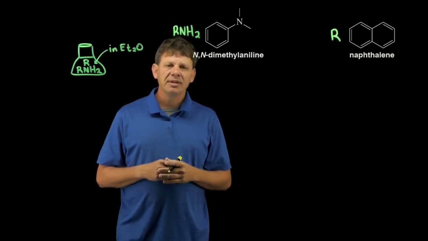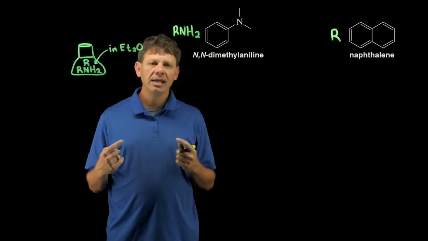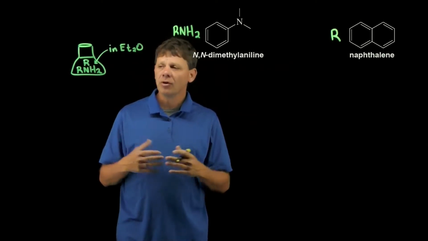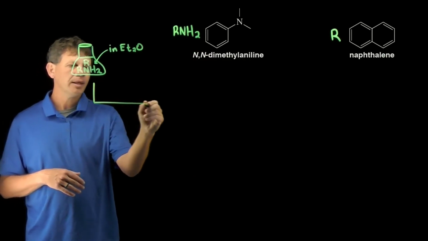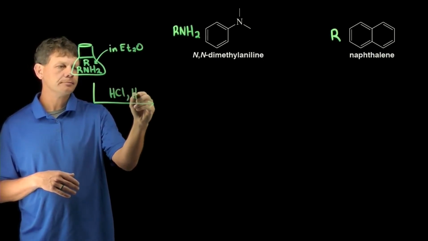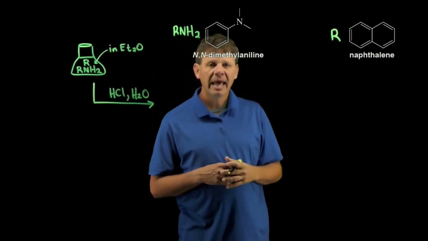This extraction scheme is going to take advantage of the fact that the solubility of a compound changes when it's protonated compared to when it's neutral. And so what we're going to do first is take this sample in ether and add HCl and water. Essentially, we're adding an acid.